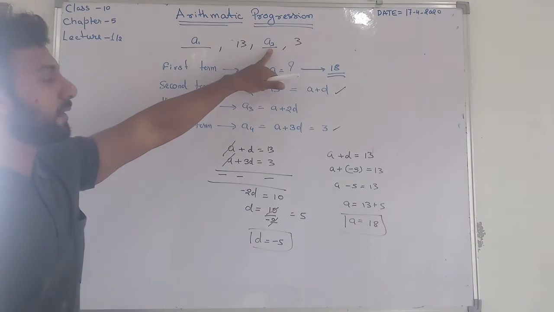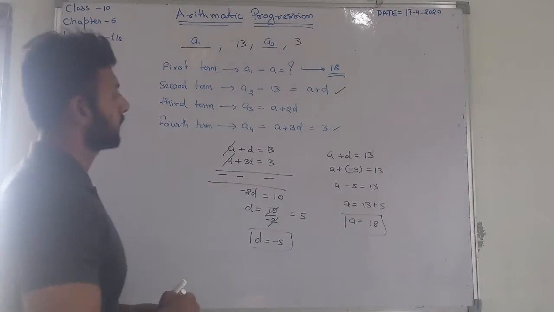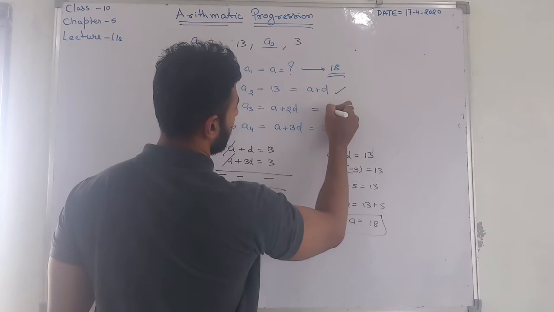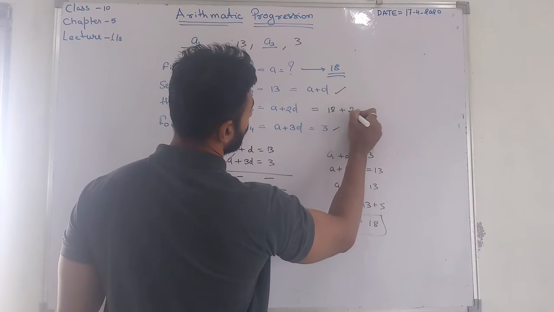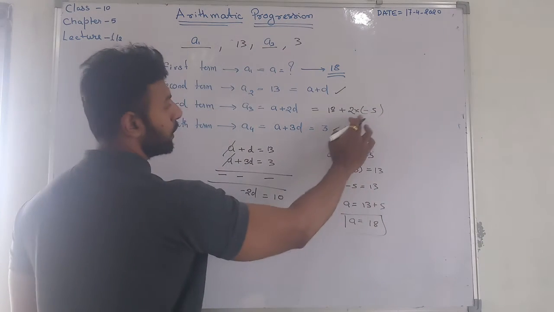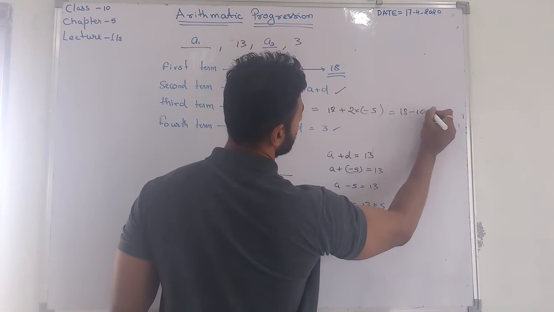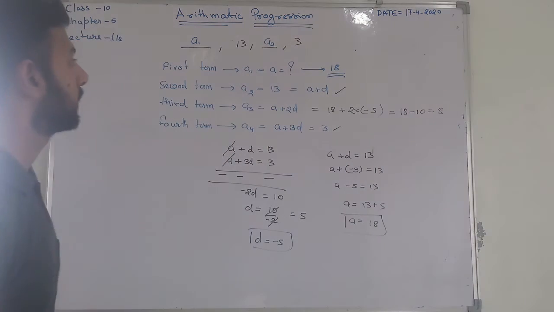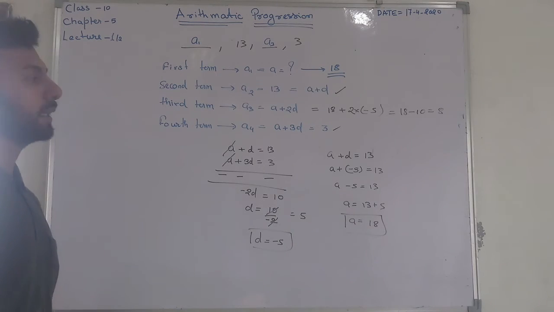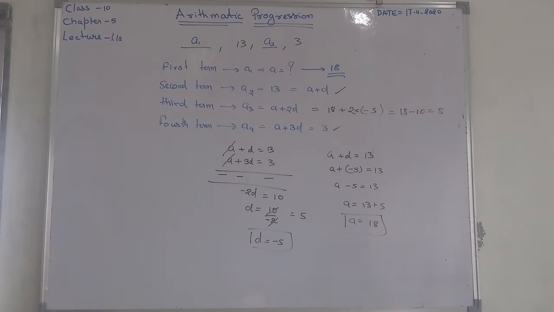And A3 also we have to find out. So A3 is a plus 2d. So a is 18 plus 2 into d. d is minus 5. Solving this, 2 into minus 5 is minus 10. 18 minus 10 will be 8. So A3 is 8 and A1 is 18. So in this manner we have to find out the value of the missing term. Now let's move to the other question.